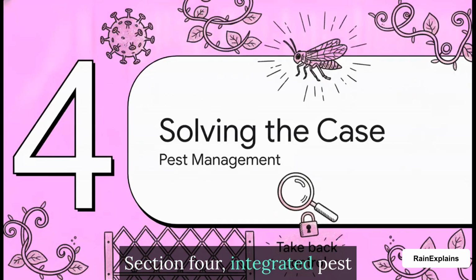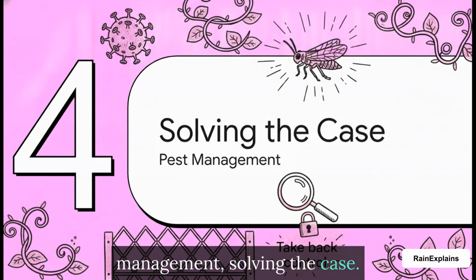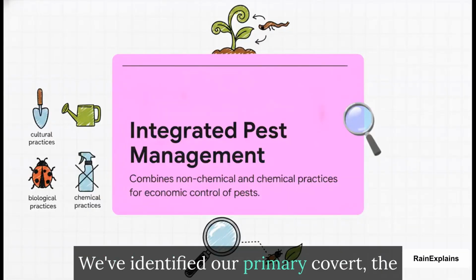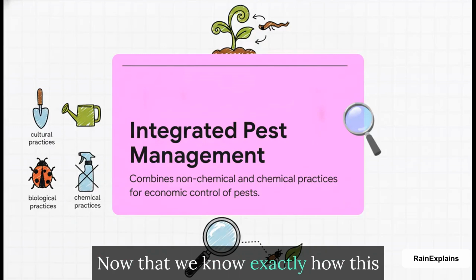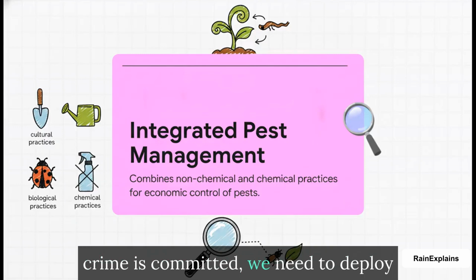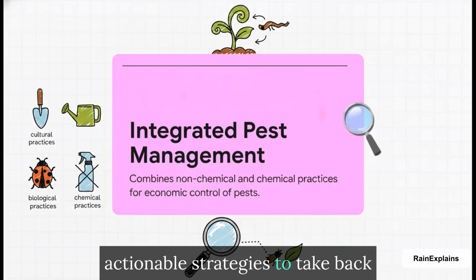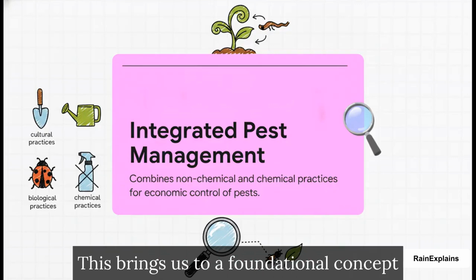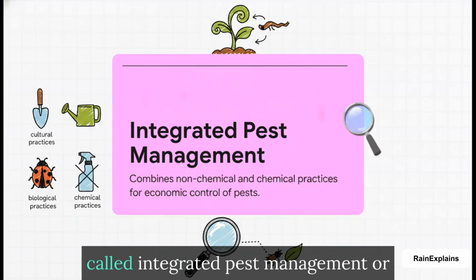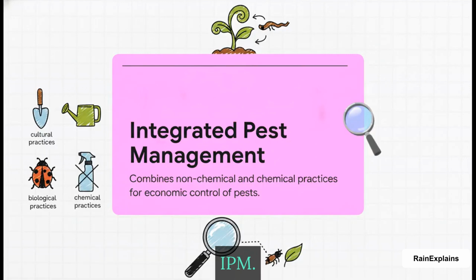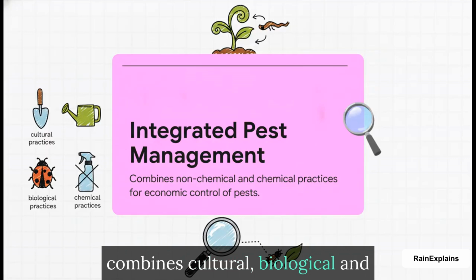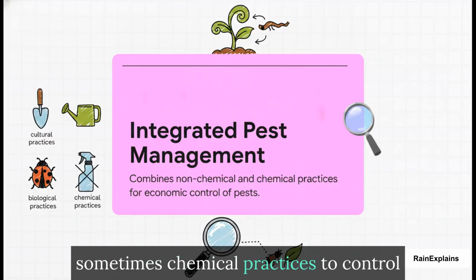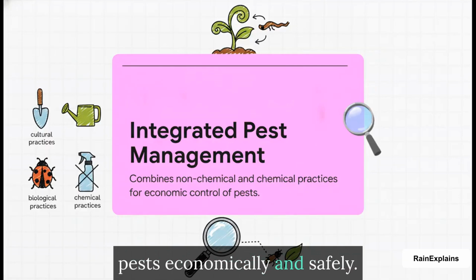Section 4. Integrated Pest Management, Solving the Case. We've identified our primary culprit, the virus, and its getaway driver, the leafhopper. Now that we know exactly how this crime is committed, we need to deploy actionable strategies to take back control of our gardens. This brings us to a foundational concept called integrated pest management, or IPM. IPM is a broad-based approach that combines cultural, biological, and sometimes chemical practices to control pests economically and safely.